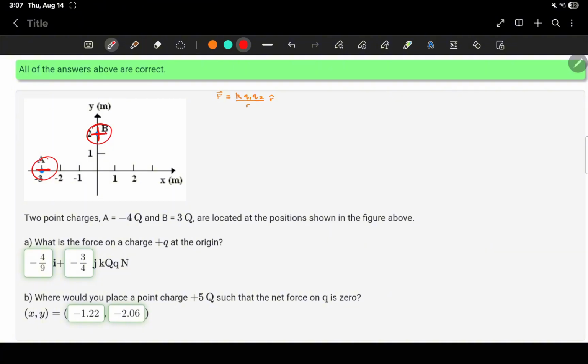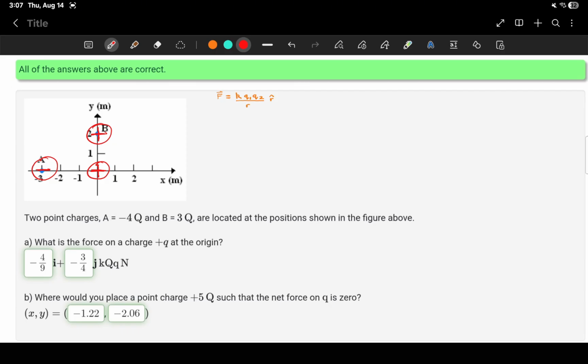And we're trying to find the force on a charge positive Q at the origin, so it's positive, and it's at 0, 0. And then later on we have to answer where would we place a point charge positive 5Q such that the net force on the charge at the origin is 0.